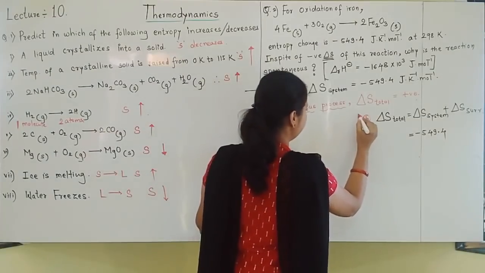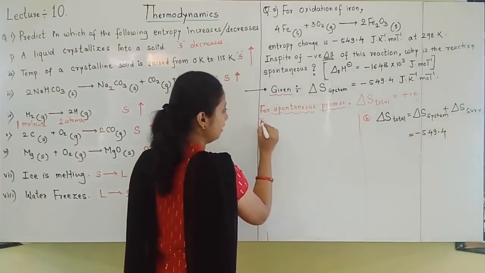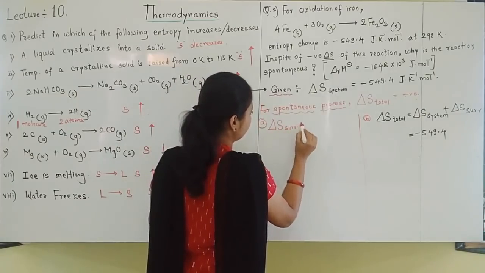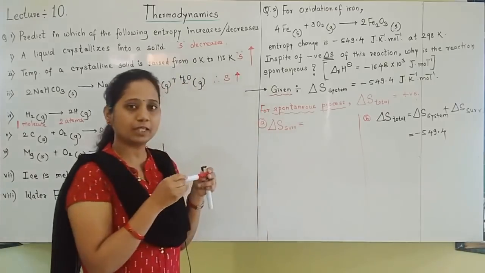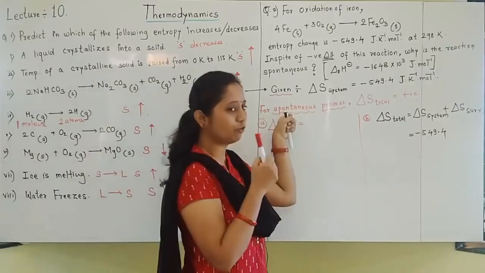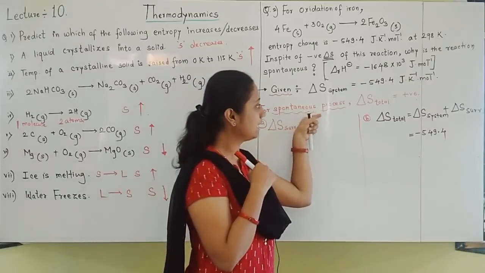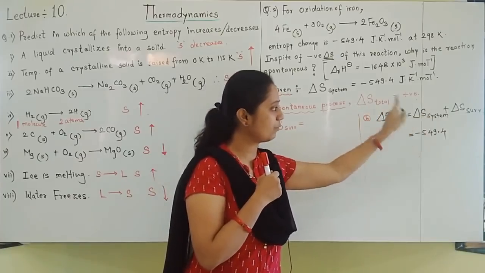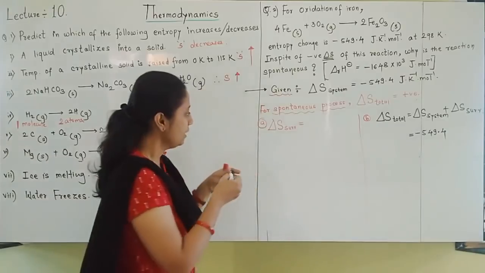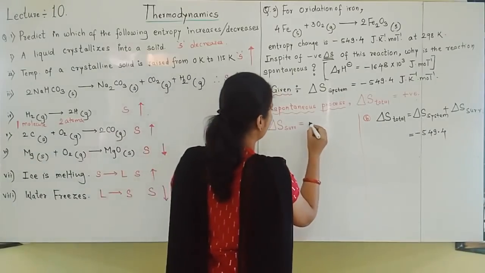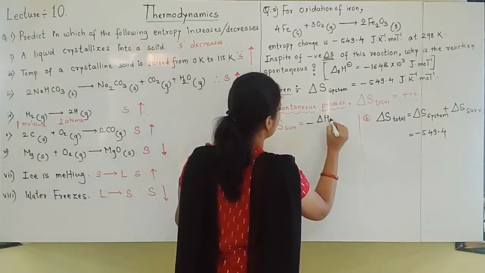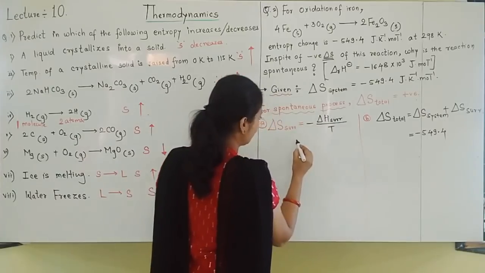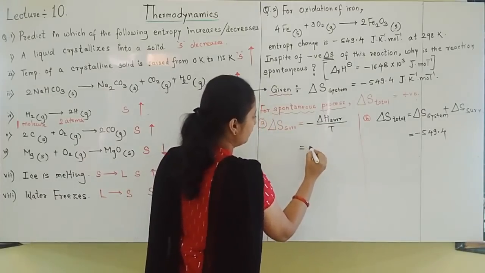So students, first I will find out delta S of surroundings. Why am I calculating it? Because I want to check whether the reaction is spontaneous or not, and that is detected using delta S total. I want delta S total equal to system plus surroundings. System value is given, surroundings not given. The surroundings formula, which we have just seen, is minus delta H of surroundings divided by temperature.